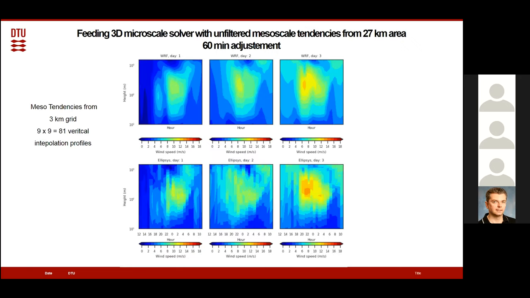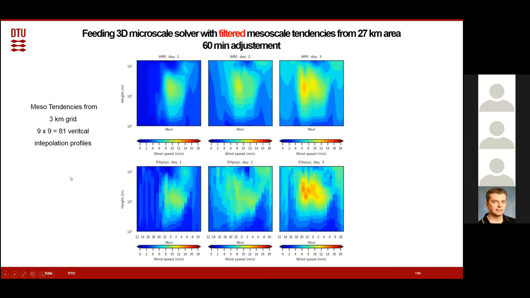So I actually did this and got the results based on 60 minutes adjustment using these 81 profiles here, and actually got quite good, quite reasonable resemblance, I would say. Still, we have some numerical issues that we need to take into account, but comparing this to what's happening if we use those filtered mesoscale tendencies, the picture actually does not significantly change.